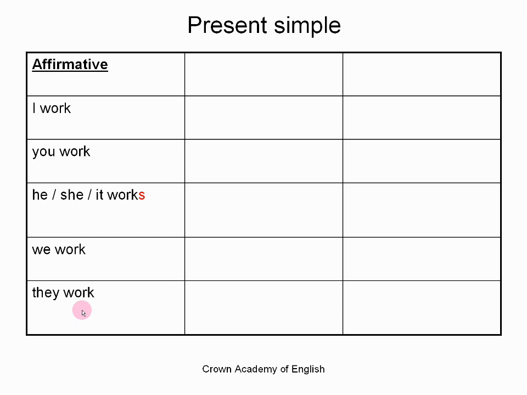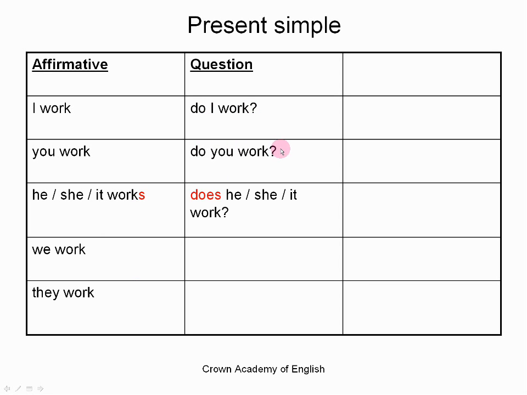Okay, now let's have a look at the question form. Do I work? Do you work? Does he, she, it work? Do we work? And do they work? So let's have a look at how this one works. To make the present simple a question, we simply add the word do to the beginning of the sentence.